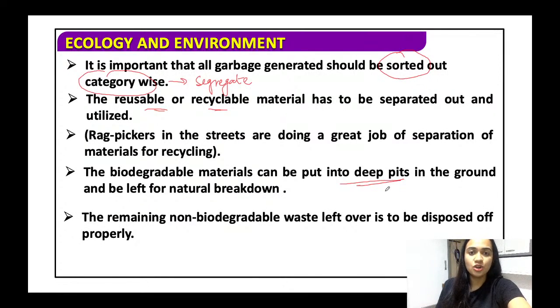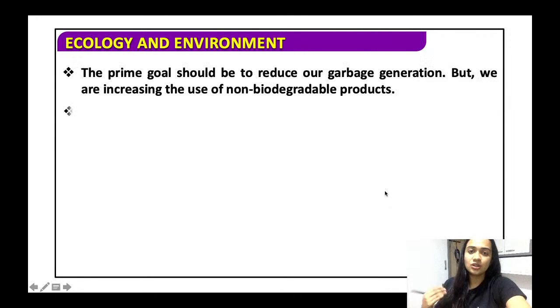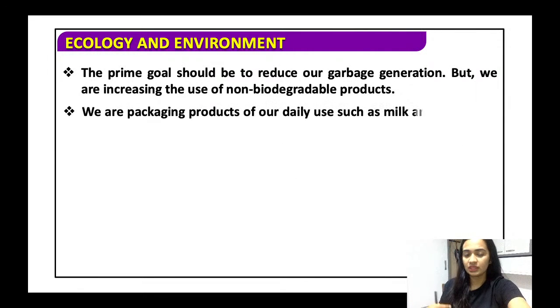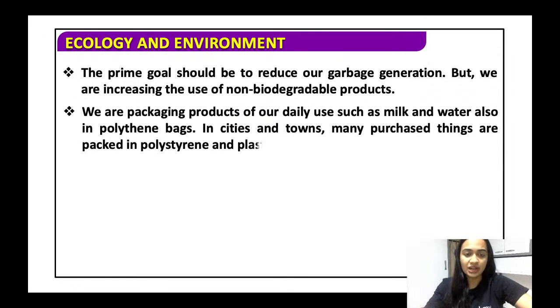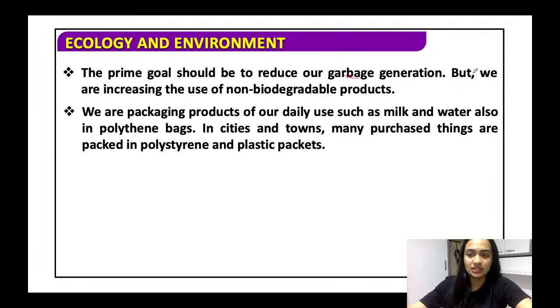Now, the remaining non-biodegradable, अब क्या रह गया, बायोडिग्रेडेबल हो गया एंड जो रिसाइक्लेबल है वो भी निकाल चुके। तो अब जो रिमेनिंग नॉन बायोडिग्रेडेबल है, that also has to be carried out or taken care of in a very specific way. So what is the prime goal? The prime goal is to reduce the amount of garbage. Okay? But we are increasing the use of non-biodegradable products. तो separate out easily क्या हो रहा है, recyclable and biodegradable. But सबसे ज़्यादा जो volume है वो non-biodegradable products की है.